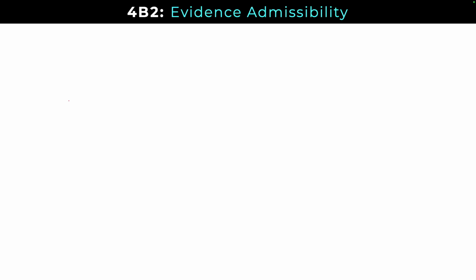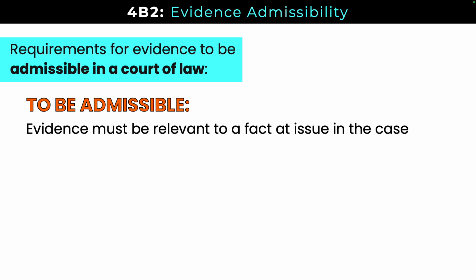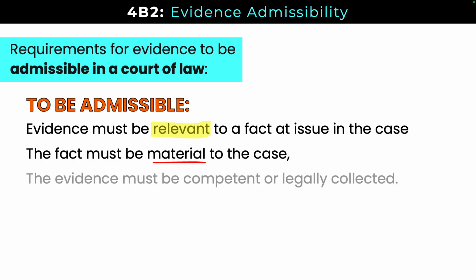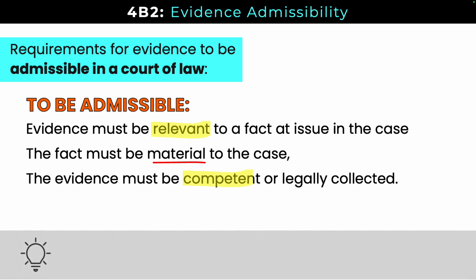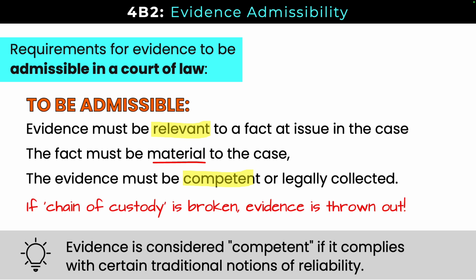So let's talk about evidence admissibility. These are the requirements for evidence to be admissible, to be allowed, that is, in a court of law. To be admissible, evidence must be relevant to a fact or issue in the case. The fact must be material to the case. The evidence must be competent, or that is to say, legally collected. Evidence is considered competent if it complies with certain traditional notions of reliability. But the bottom line, if you hear competent, we're really talking about evidence that was legally collected. And if the chain of custody is broken, evidence is generally thrown out. It's not allowed.